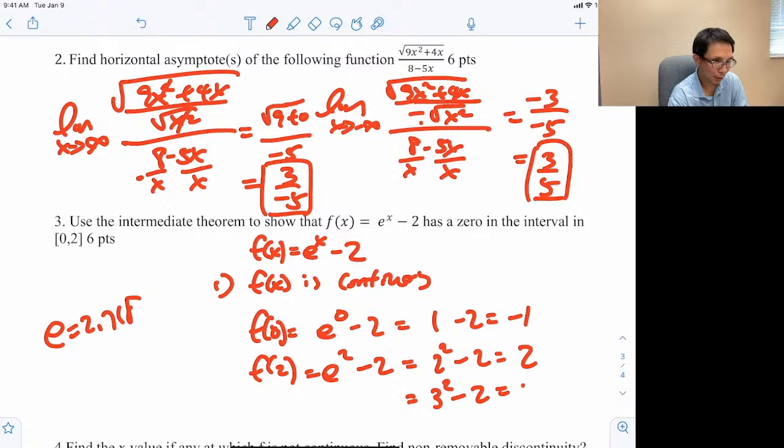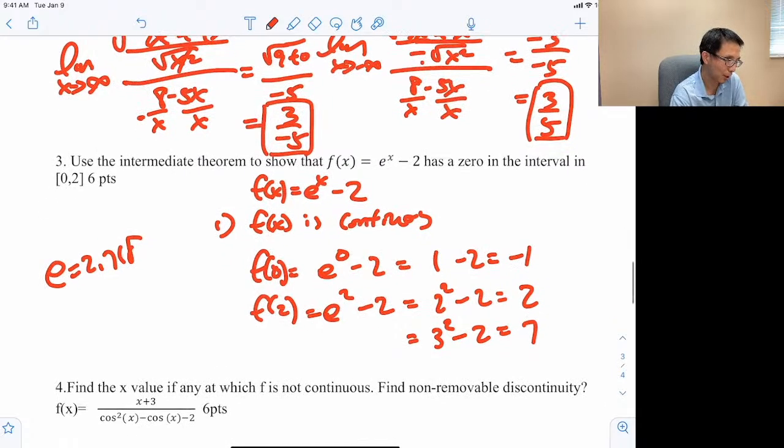So 9 minus 2 is 7. So either it's from -1 to 7 or -1 to 2. It has to go through 0. So therefore there must be a 0.